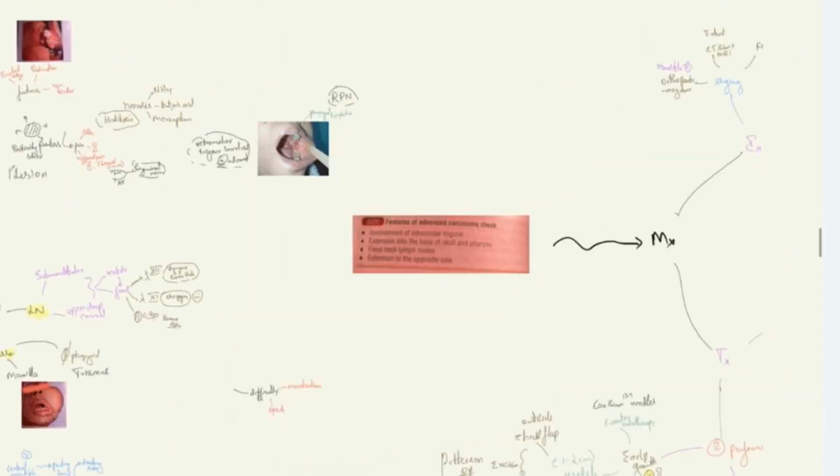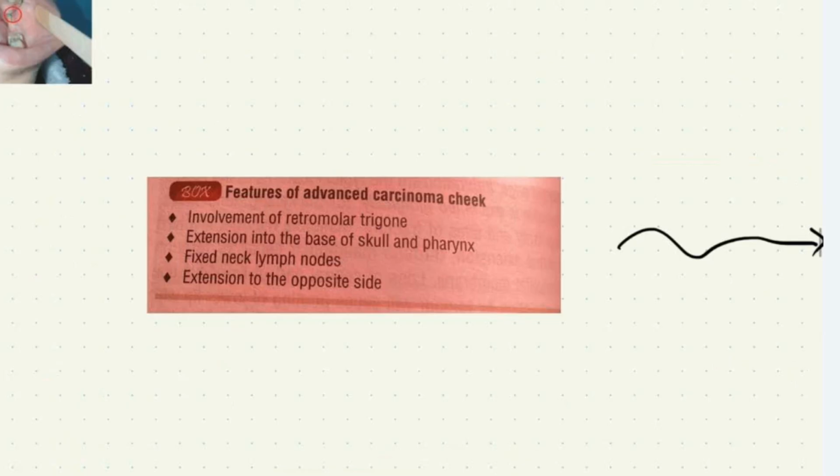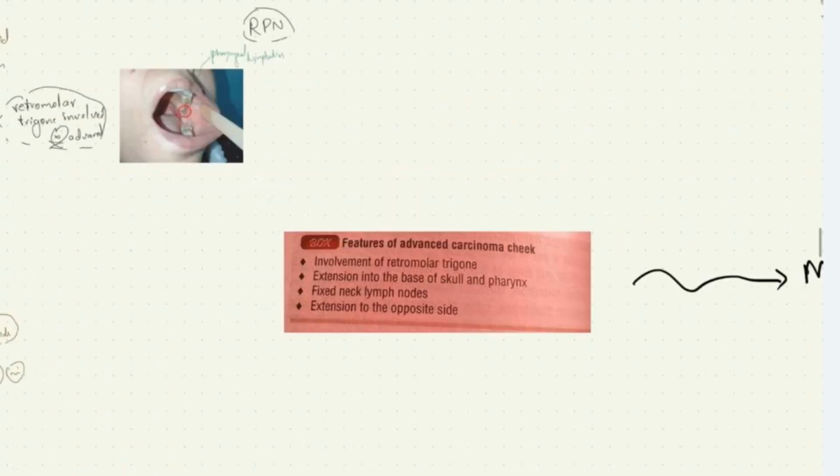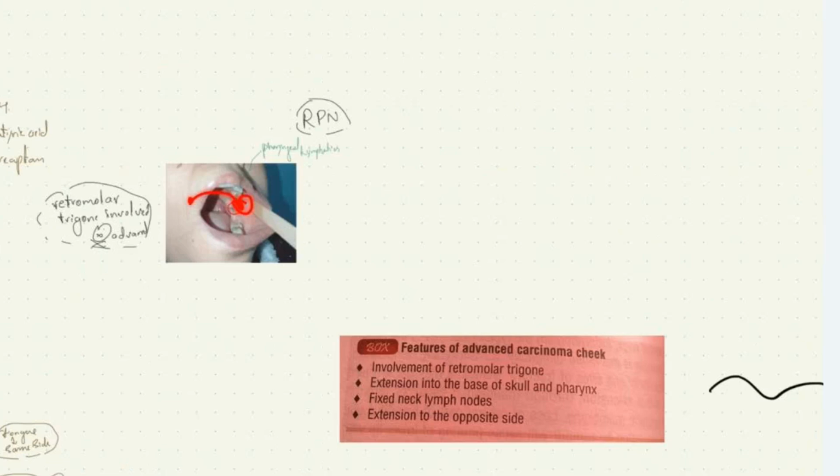Okay, what are the features of advanced carcinoma cheek? Involvement of the retromolar trigone, as I already told, is a feature of advanced disease. Extension into the base of skull and pharynx is obviously a feature of advanced carcinoma. The fixed neck lymph nodes and extension to the opposite side is a feature of advanced disease. Extension to the opposite side meaning the lesion has spread to the opposite side.